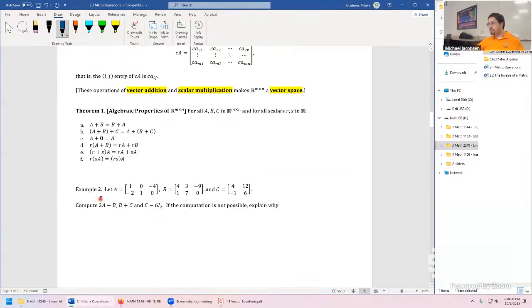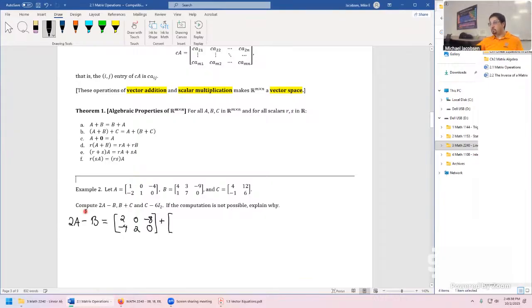So first is 2A minus B. A and B have the same size. They're both 2 by 3. So this is an operation that we can do. 2A minus B then becomes... First thing I would do is just rescale A. We're scaling A by the scalar 2. That just means double all the entries. So we'll go 2, negative 4, 0, 2, negative 8, 0.